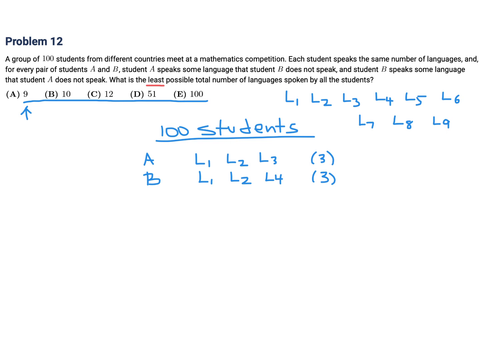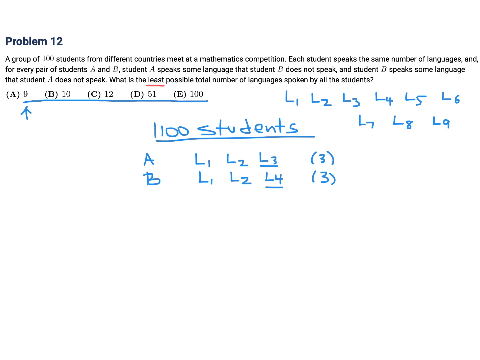And for every pair, student A speaks some language that student B does not speak. Well, in this case, it's L3. Student A speaks L3, but student B does not. Next part, student B speaks some language that student A does not speak. Yes, because student B speaks L4, and student A does not. So it fits the criteria.